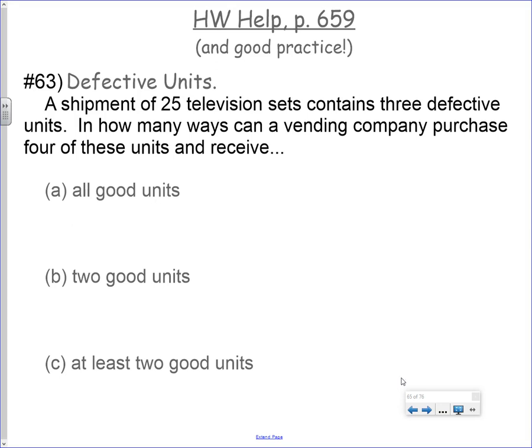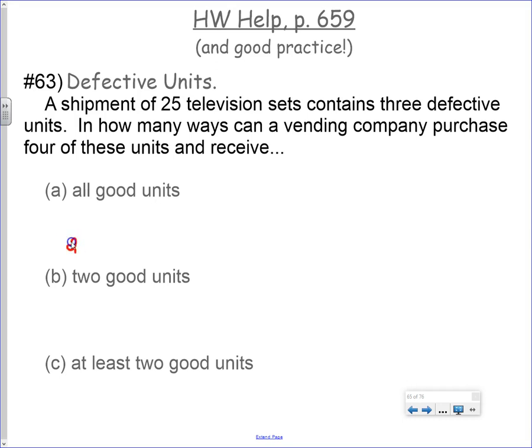Do I care the order? No. I just care whether they're good or not. I don't care what order I get the bad or the good when I open them up. So all good units. What's true if they have all good units? There are no defective ones, which means? Why wouldn't it be 25C4? The 3 defective ones are included in 25, so I can't do 25 because I'm not choosing from 25. If they're all good, I'm only choosing from 22.